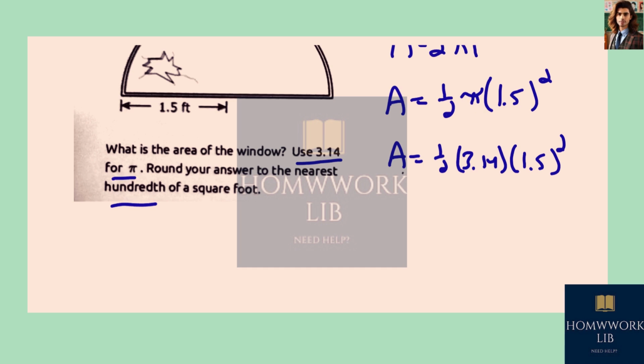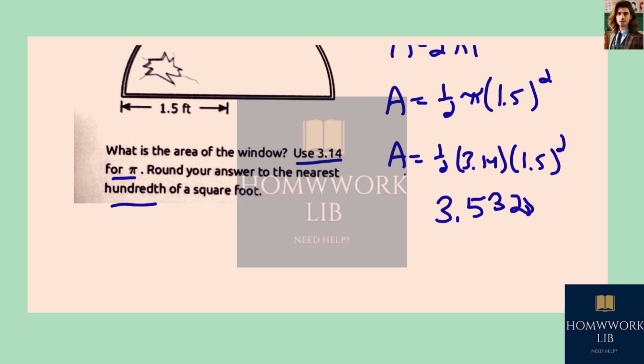1/2 times 3.14 times 1.5 squared, or times 1.5 again. That's what squaring means. And you get 3.5325. But if you're doing this to 2 decimal places, that 2 is not going to round it up, so it's 3.53.